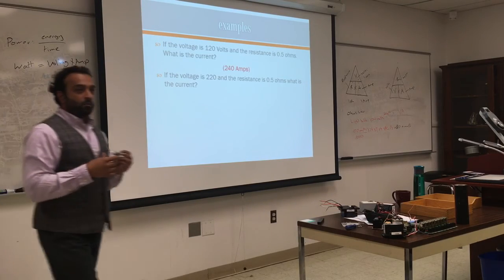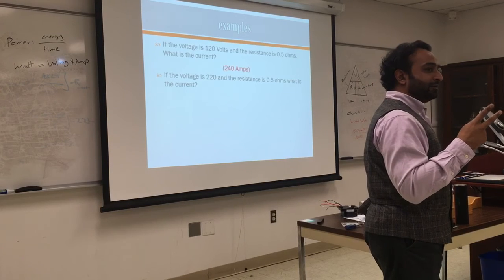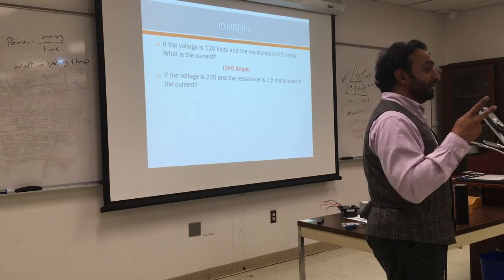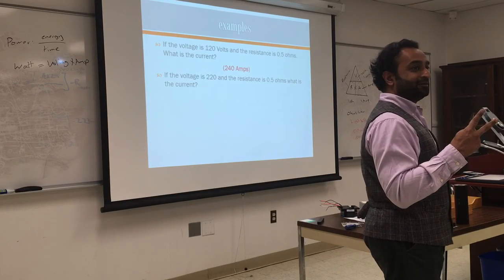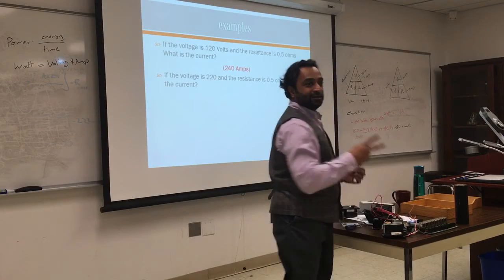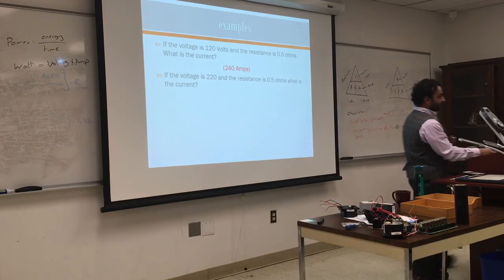And when amperage goes through a wire, it does two things to the wire. What is the first thing? Heat. Second thing? Magnetic field. These two things are going to be very good indications of what current is going through.